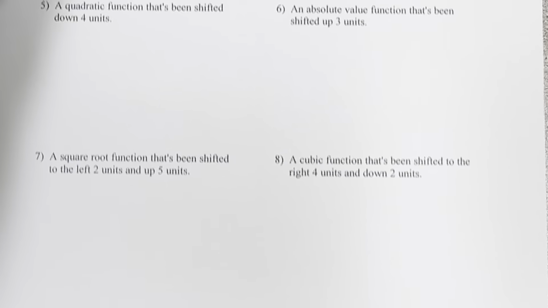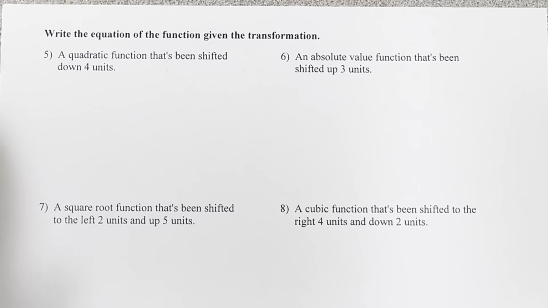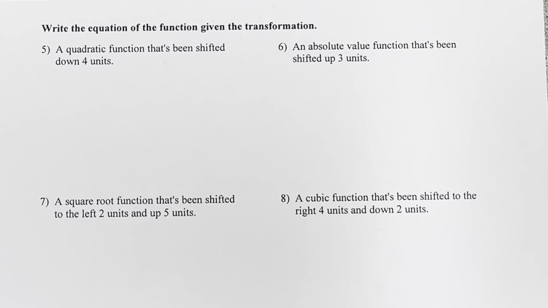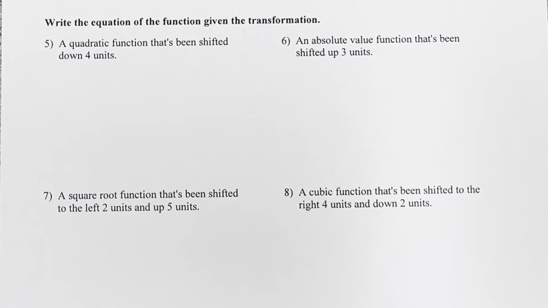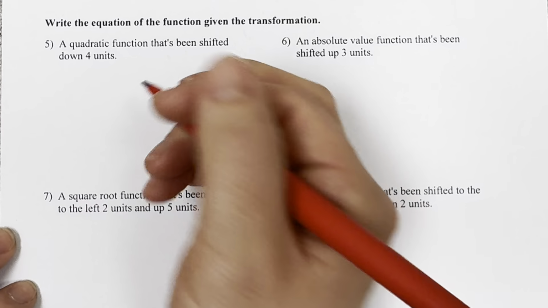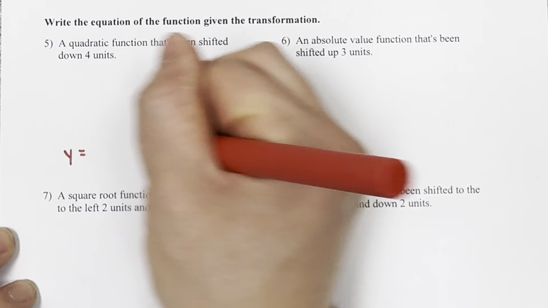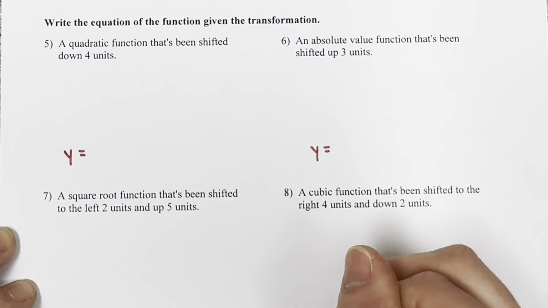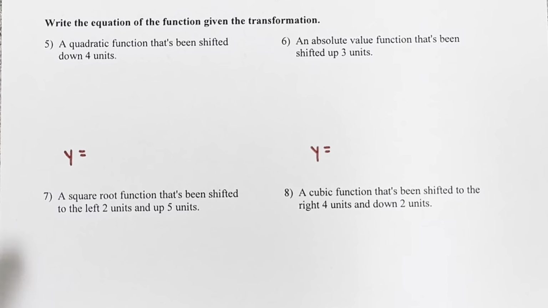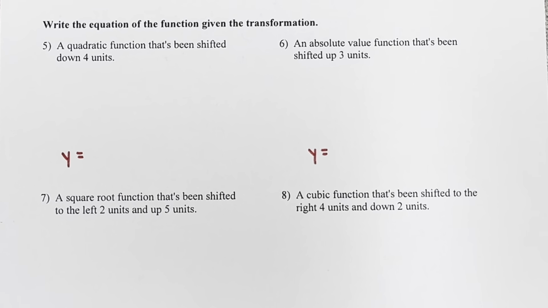Beautiful. Okay, let's turn the page over. For numbers 5 through 8, it says write the equation of the function given the transformation. We know that in all of our final answers, it's going to be y equals. This is how our function starts. So I'll just put all four of those y equals right now.